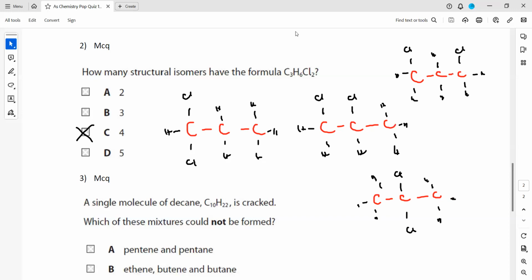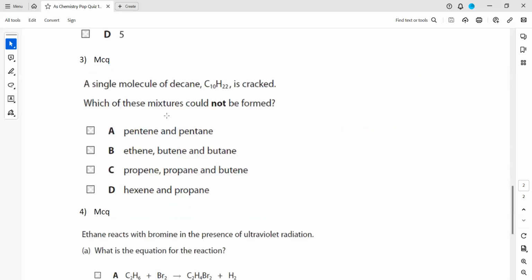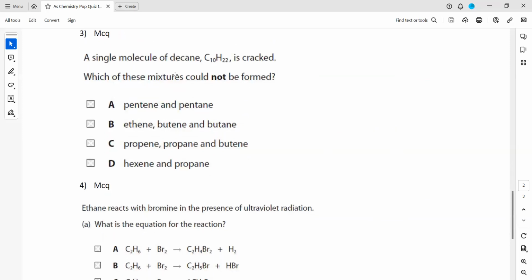Moving on to the next question. Question 3: a single molecule of decane is cracked. Which of these mixtures could not be formed? First, the formula for decane is C10H22. So we want the sum to match. If we have pentene, meaning C5H10, and pentane, meaning C5H12, the total sum is C10H22. So it is possible.